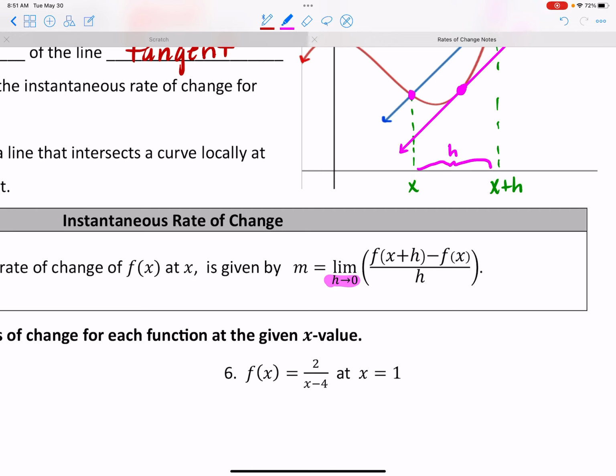And we do that by actually plugging 0 in for h. So we're going to find our difference quotient, and then we're going to evaluate it at h, and that's going to give us the instantaneous slope for our curve at a specific point. Okay, so we're going to find our difference quotient, we're going to evaluate the limit at 0, and that's going to give us our slope.